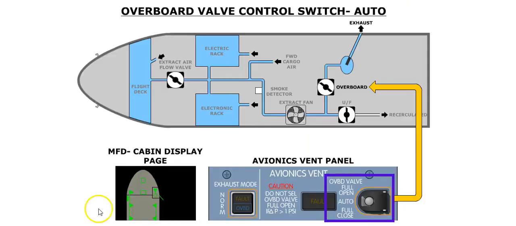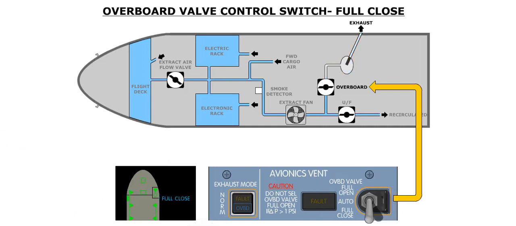The overboard valve selector switch controls the operation of the overboard valve of the avionics vent system. In the auto position, the avionics vent system will operate automatically. In this mode, the position of the overboard valve is dictated by the exhaust mode push button selection and the phase of flight. In the full close position, the overboard valve will be fully closed.